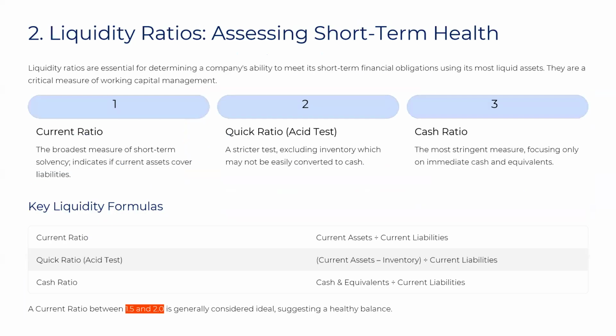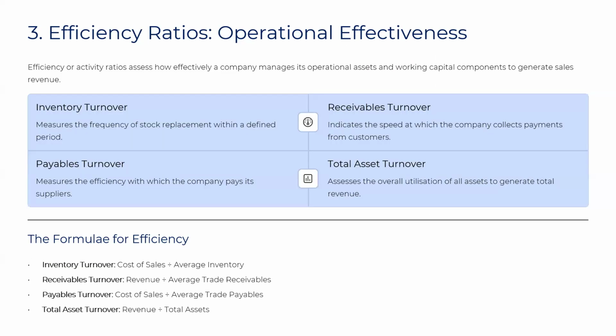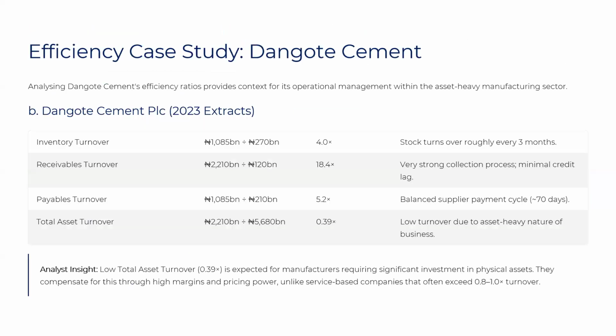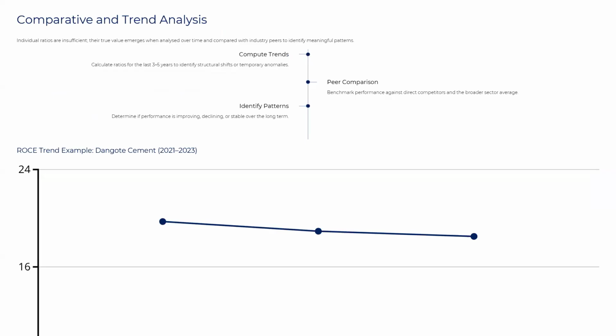Under liquidity, we mentioned three. Under efficiency, we mentioned four. That's 11 ratios altogether. So we'll be looking at each of these ratios on Excel. So I have an Excel spreadsheet that we'll be using.